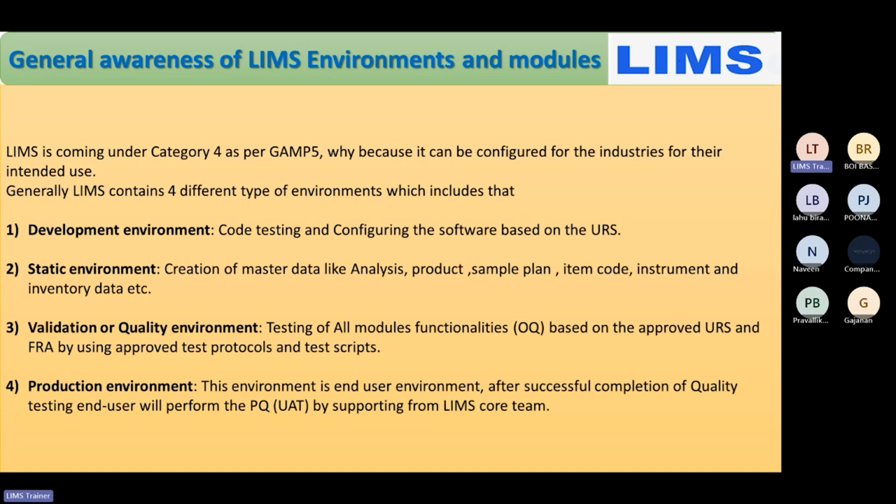According to that, LIMS is coming under category 4. You remember this? This is the main question for any interview you are going to face for LIMS. Which category, under which category does LIMS software come as per GAMP 5? And why is this coming into category 4? Because this can be configured as per the industry requirement. You can make changes in the software, or the IT industry can make the changes inside the software as per the requirement of the laboratory. That's why it is coming under category 4.